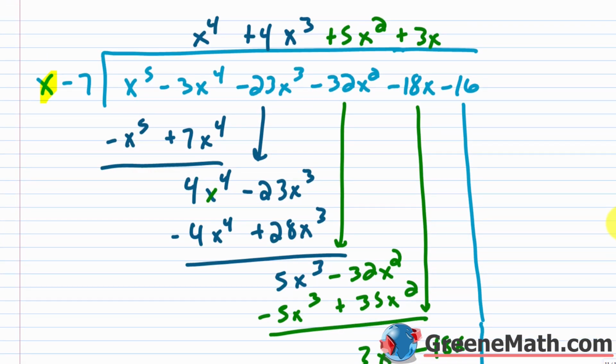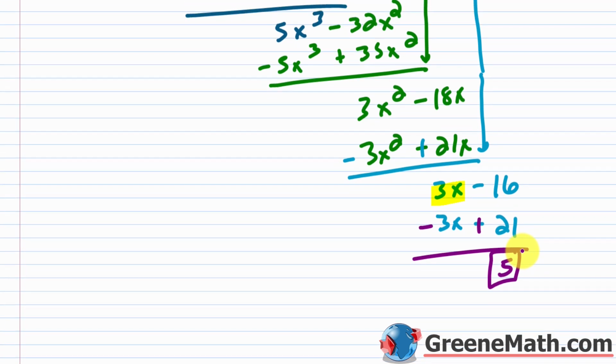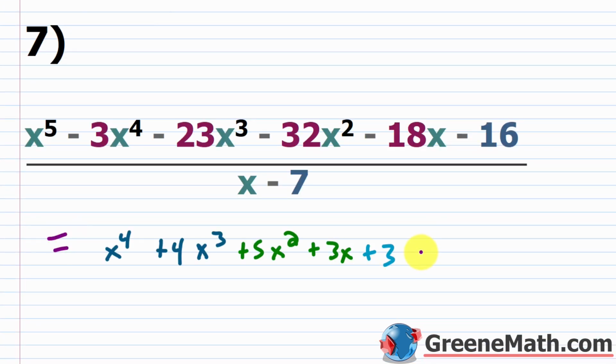Come back up here. So plus 3, and multiply 3 times the quantity x minus 7. Let's come back down. So 3 times x is 3x, and 3 times negative 7 is going to be negative 21. And so we're going to change this to minus and this to plus. 3x minus 3x is 0. Negative 16 plus 21 is going to give you positive 5. So again, this is your remainder here because there's no more terms to bring down. And then I'm just going to paste this in. I'll put plus, again, the remainder was 5, over this divisor here, which was x minus 7.